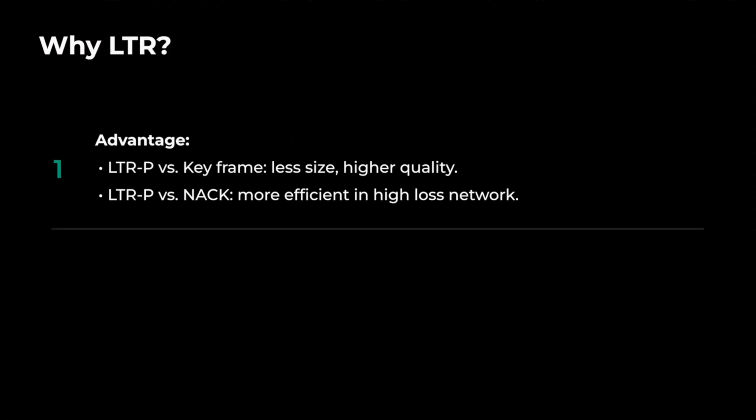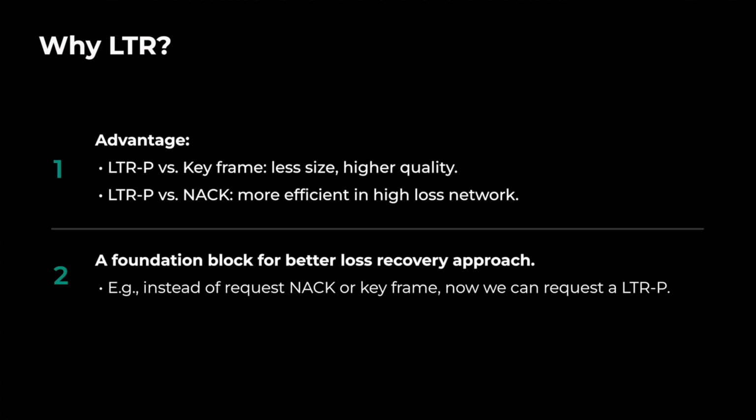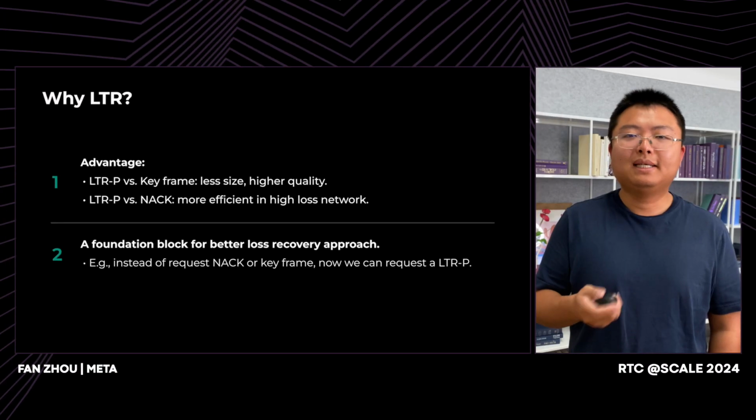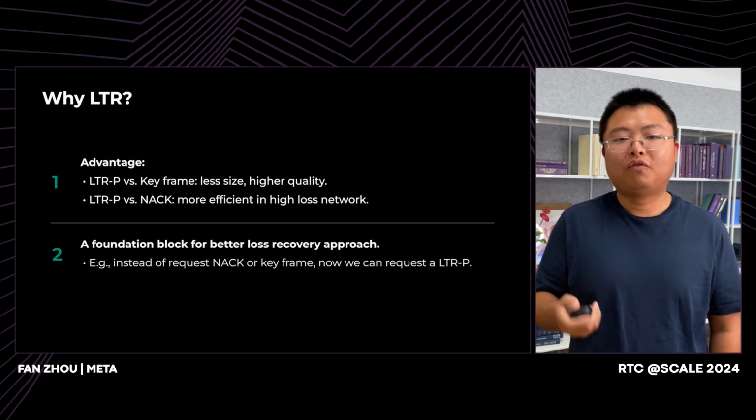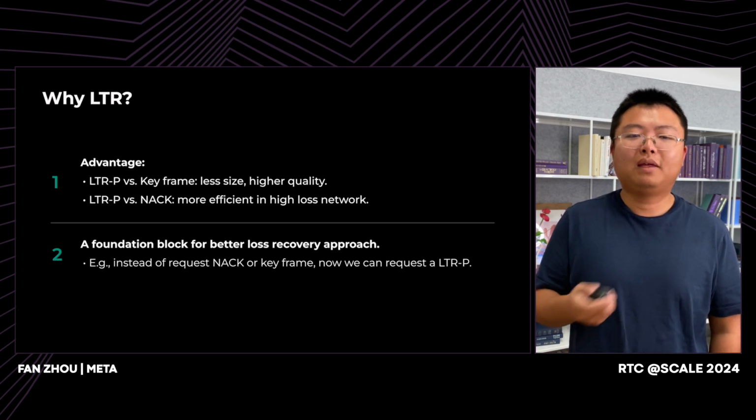But why do we want it? As Fengdeng also talked about before, compared with a keyframe, it has the advantage of smaller size and higher quality, because after all, it's a P frame. And compared with ENAC, it can be more efficient, especially in a high-loss network, because instead of requesting the sender to transmit up to 20 packets, now the receiver only needs to request an LTRP. That's why we believe LTR has the potential to become a foundation block for a better loss recovery approach, because instead of requesting ENAC or a keyframe, now we can request an LTRP.